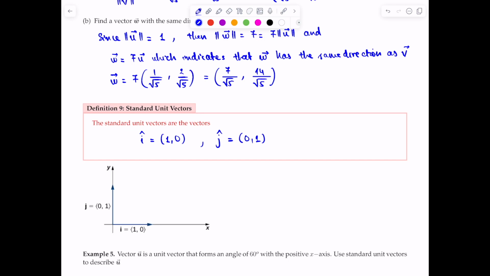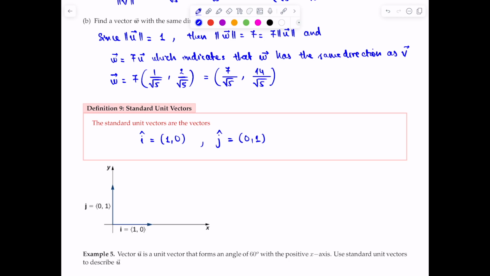Now it is quite important to know the standard unit vectors, because sometimes it's convenient for us to rewrite a vector, just any random vector, in terms of the standard unit vectors instead of the component form vector.